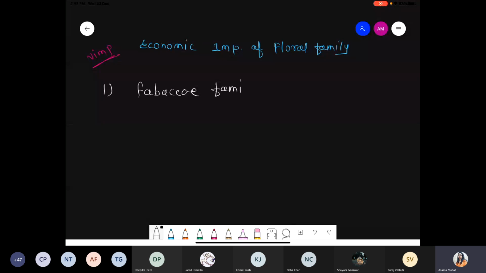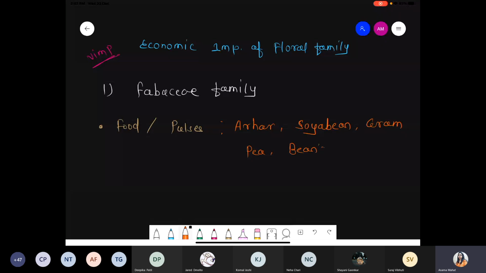In case of the Fabaceae family, we are taking a few examples with their use. Number one, we are talking about as a food, or in other language, you can say as pulses. So in this Fabaceae family, as a food, you can use arhar. Arhar is basically one type of dal. Again, you can use soybean. Soybean again belongs to the Fabaceae family. Again, gram. Gram also belongs to the Fabaceae family. You know very well. Again, Pisum sativum as well as beans also belong to the food category. So again, they come under the Fabaceae family.